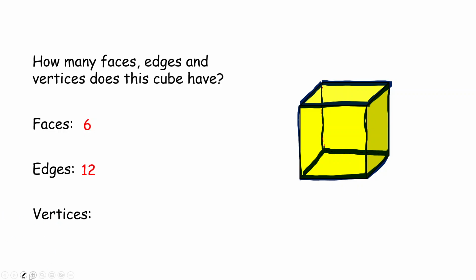Now, vertices is the corners. How many corners are there going to be? Let's do it in red. You've got 1, 2, 3, 4, 5, 6, 7, and then 8. There should be 8 corners, and there is.